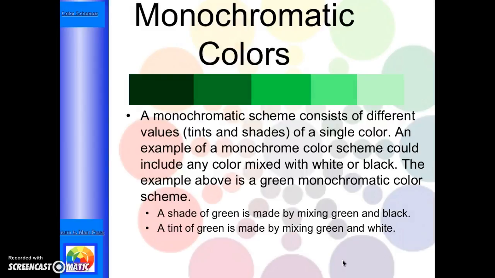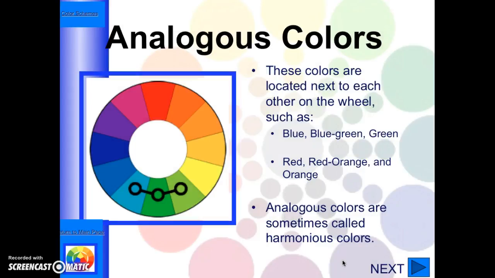Monochromatic, you know this. It's taking one color and mixing it with black or white, all shades and tints. Analogous colors. I like to think of analogous colors as families of colors. Analogous colors means 3 to 5 colors that are adjacent on the color wheel.